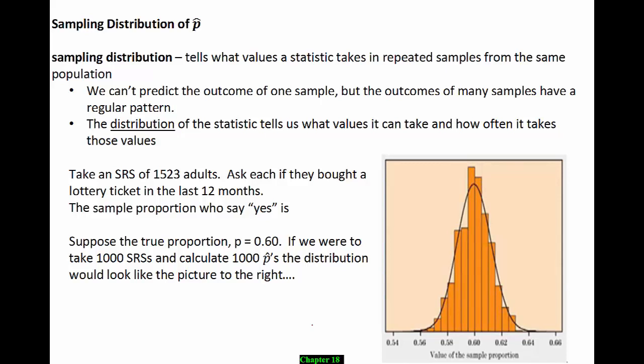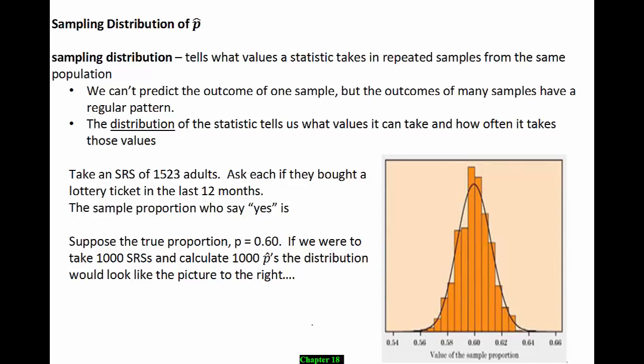The sampling distribution of p hat comes up in Chapter 18 because we're going to learn how to compute probabilities associated with it. Remember that a sampling distribution is the distribution of values that a statistic can take in repeated samples from the same population.